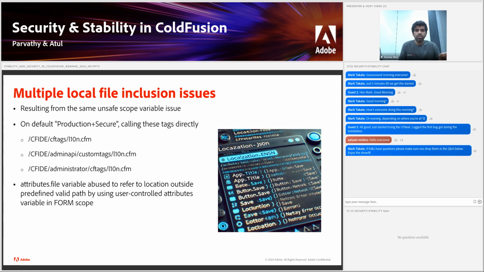In that case, if we provide the value inside form scope, that can be leveraged to include different local files. Let's say we have a CFM where we are trying to output some sensitive data; that can be output from there, and that could lead to sensitive information getting breached.